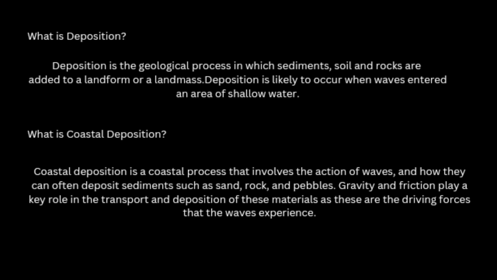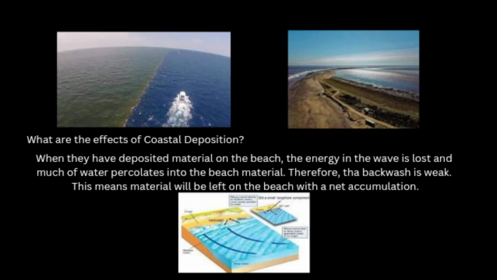Coastal deposition is a coastal process that involves the action of waves and how they can often deposit sediments such as sand, rock, and pebbles. Gravity and friction play a key role in the transport and deposition of these materials, as these are the driving forces that the waves experience. An obvious example is where the Mississippi River flows into the Gulf of Mexico at New Orleans.